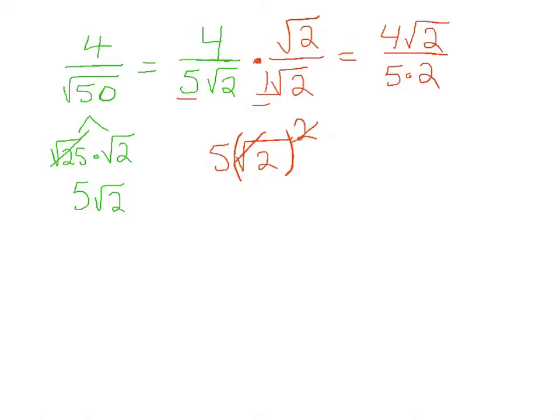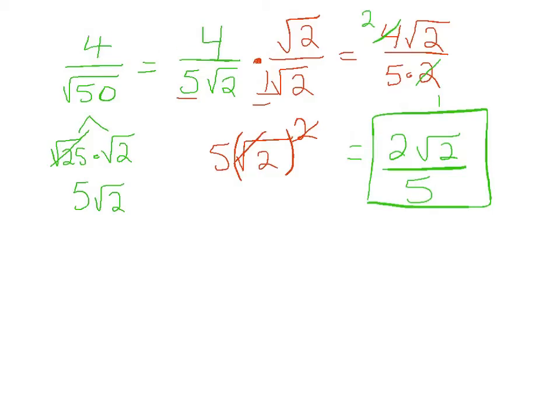Now notice that the 4 over the 2 I now have in the denominator can be reduced by a factor of 2. So the 4 will reduce to 2, and the 2 will reduce to 1. So now I can rewrite this as 2 square roots of 2 over 5. And that is completely simplified.